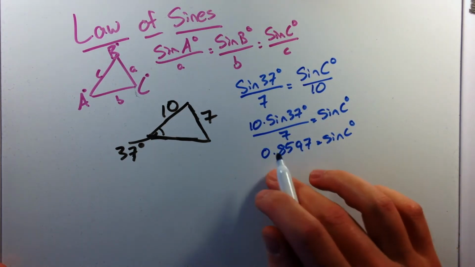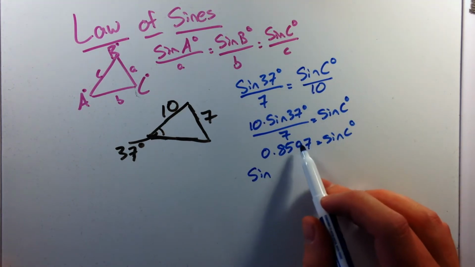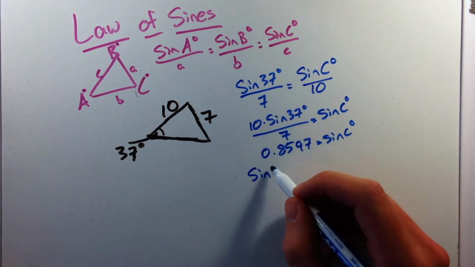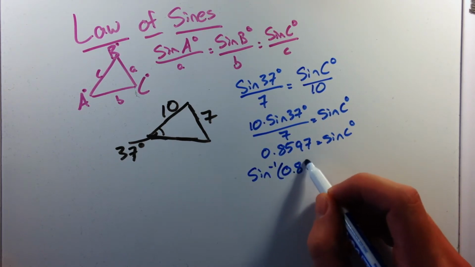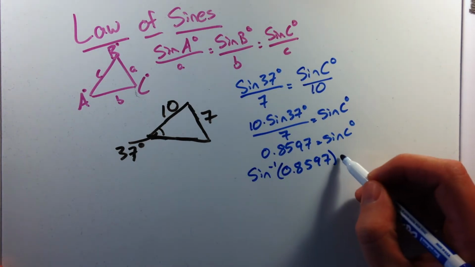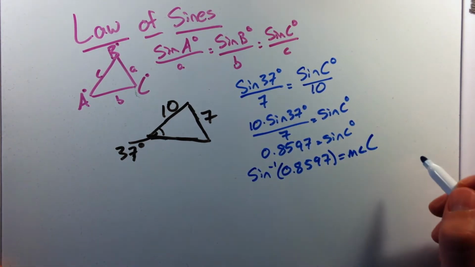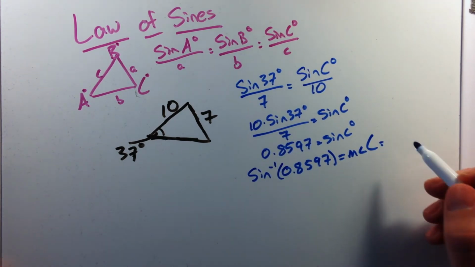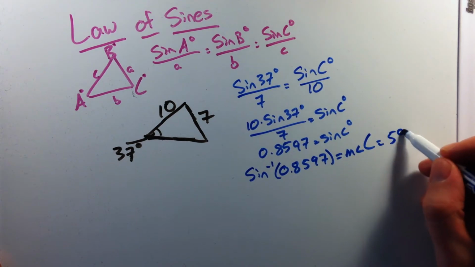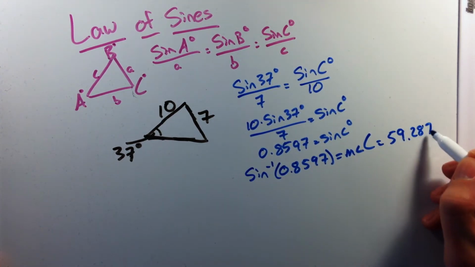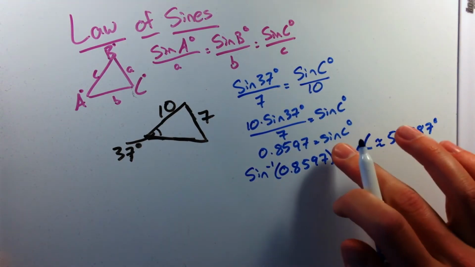Now we have to do the inverse sine. So once we have sine of C degrees is equal to some number, we can do the inverse sine of that number, and that is going to equal the measurement of angle C. So the measurement of angle C, which I've already done in the calculator, comes out to be 59.287. And at this point, we have an approximate answer. Okay, I guess this would be approximate too.